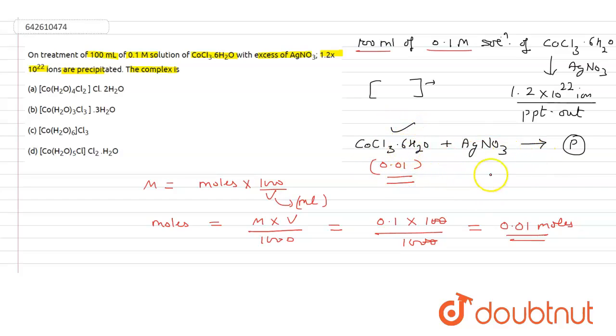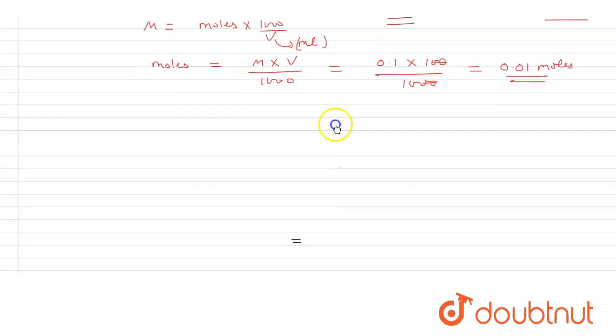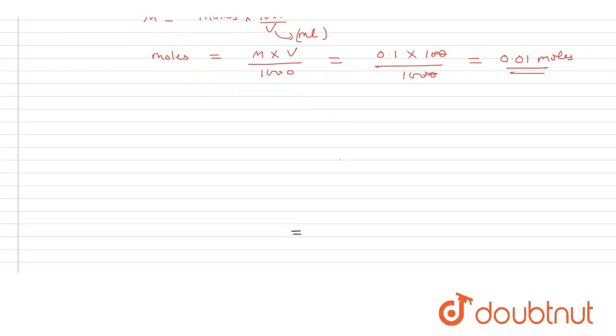Now from the question we know that 1.2 x 10^22 ions are precipitated out. From here I can find the moles of product that we obtained, and I can simply put the formula.